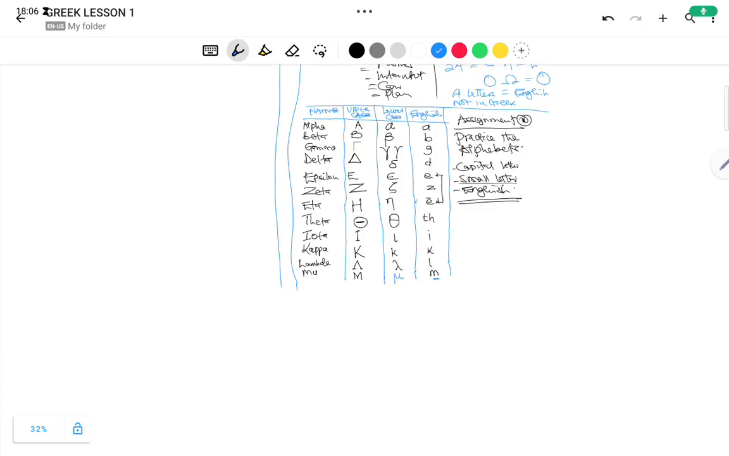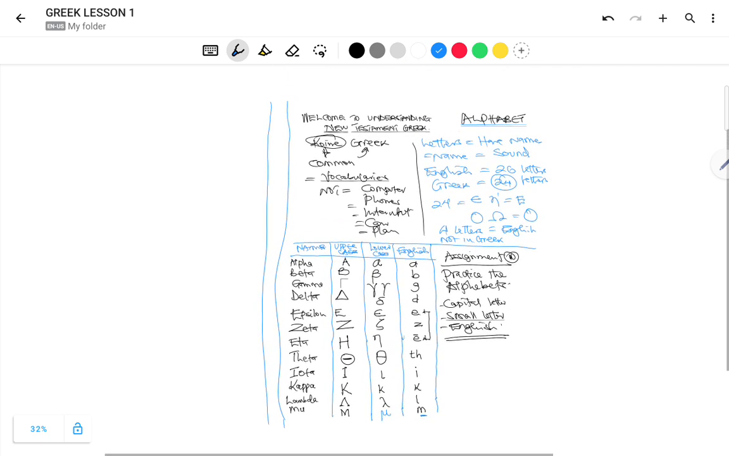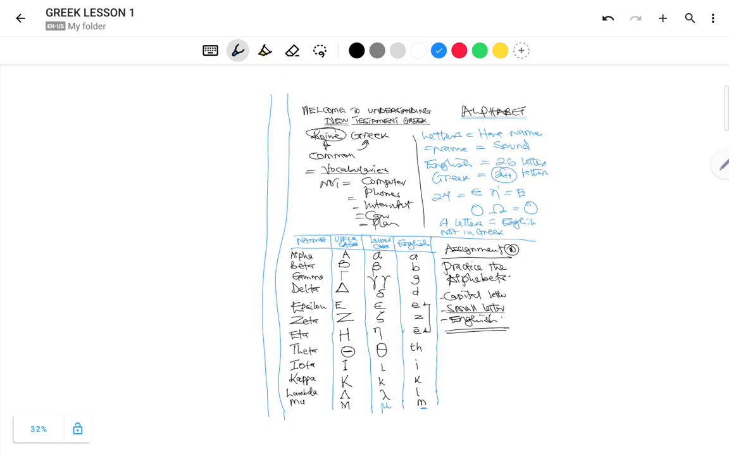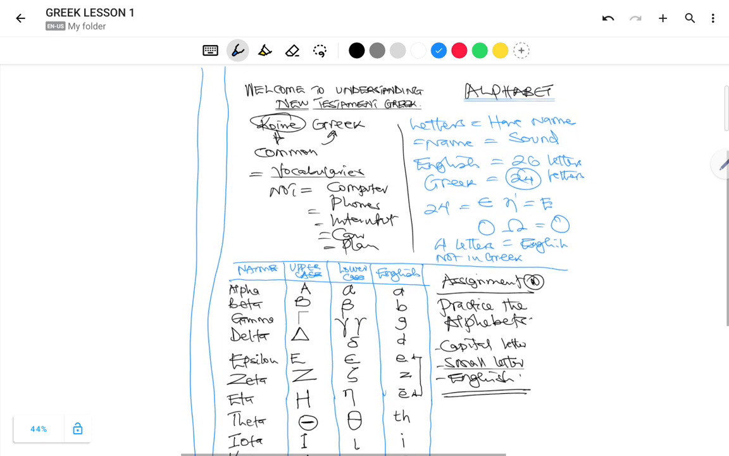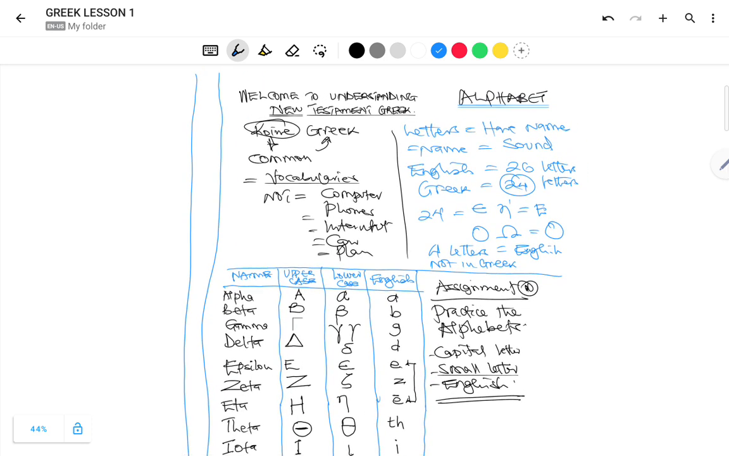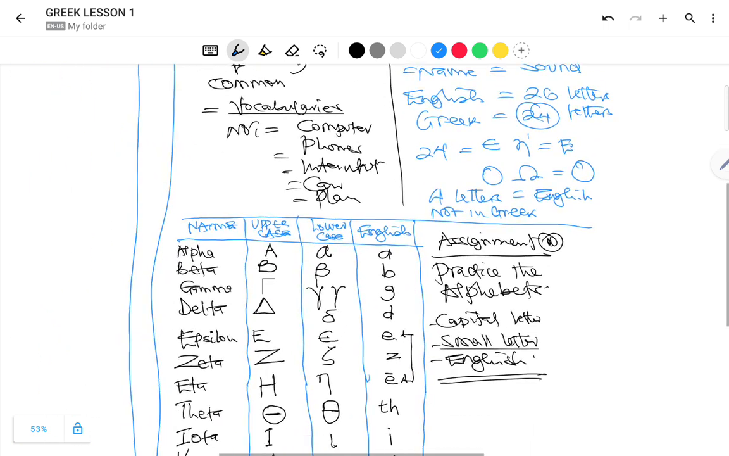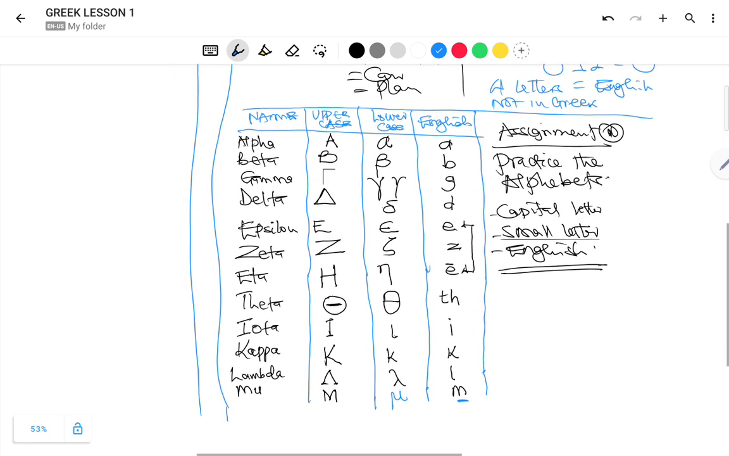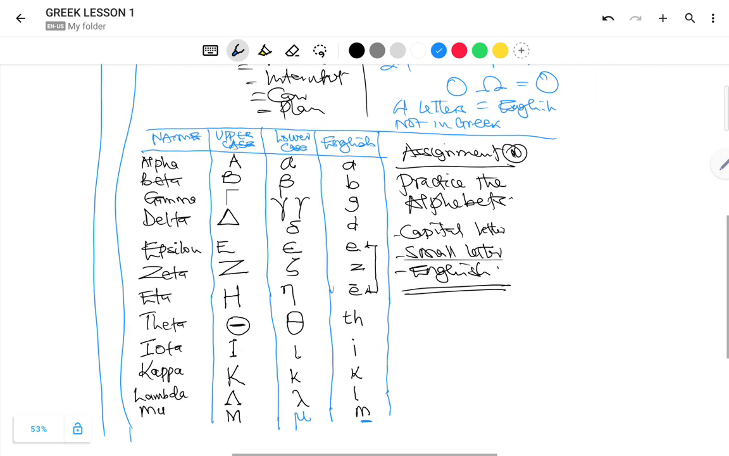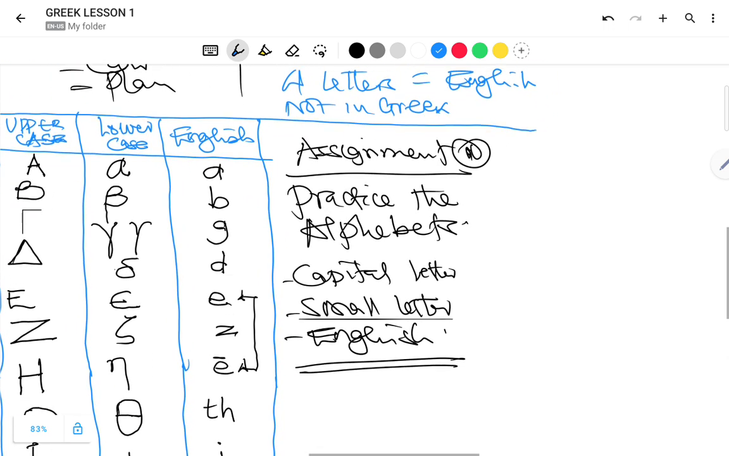Welcome back to our understanding of the Greek New Testament. In our previous lesson, we covered just a little bit of the history, as you can see there, and an introduction to the alphabet and the difference between the English alphabet and the Greek alphabet. And we covered the first 12 letters of the Greek alphabet. But also, there was this assignment for you.